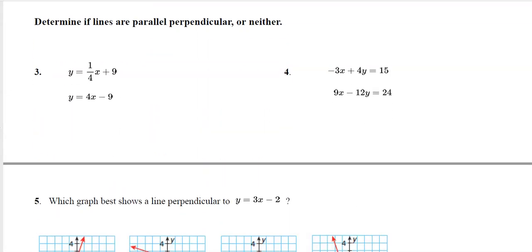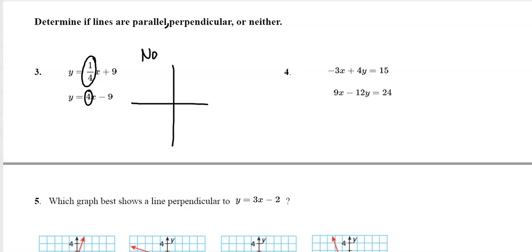Number 3 just says, hey, determine if the two lines are perpendicular, parallel, or neither. Looks like I missed a comma right here. Well, let's check it out. So line number 1, there's your slope. Line number 2, there's your slope. They are reciprocals, but they are not opposites. So the answer here is no.